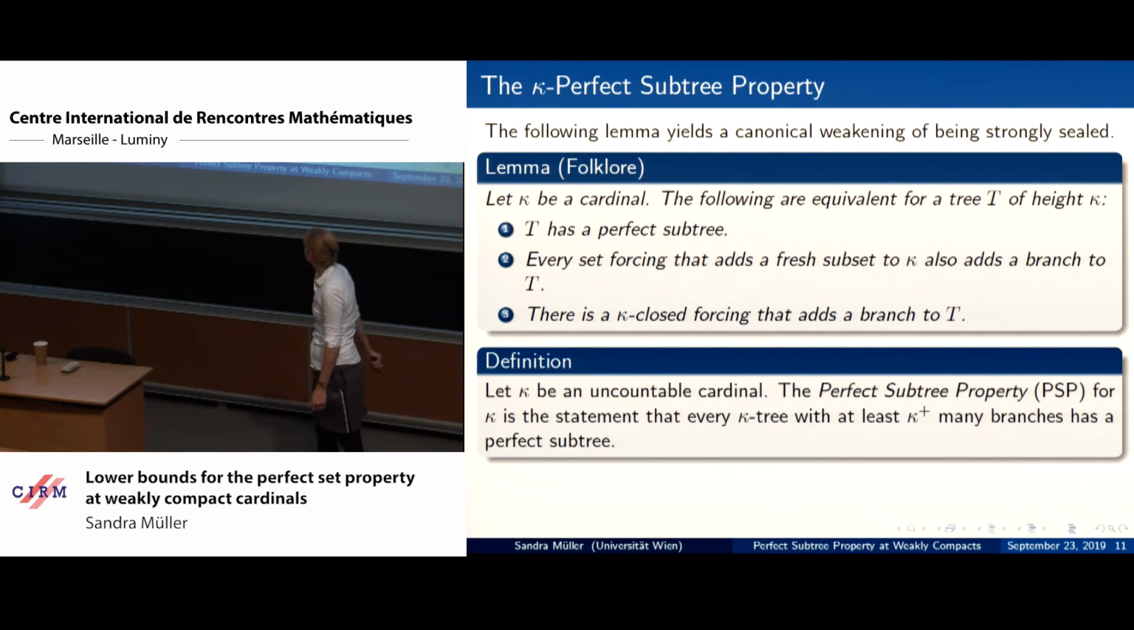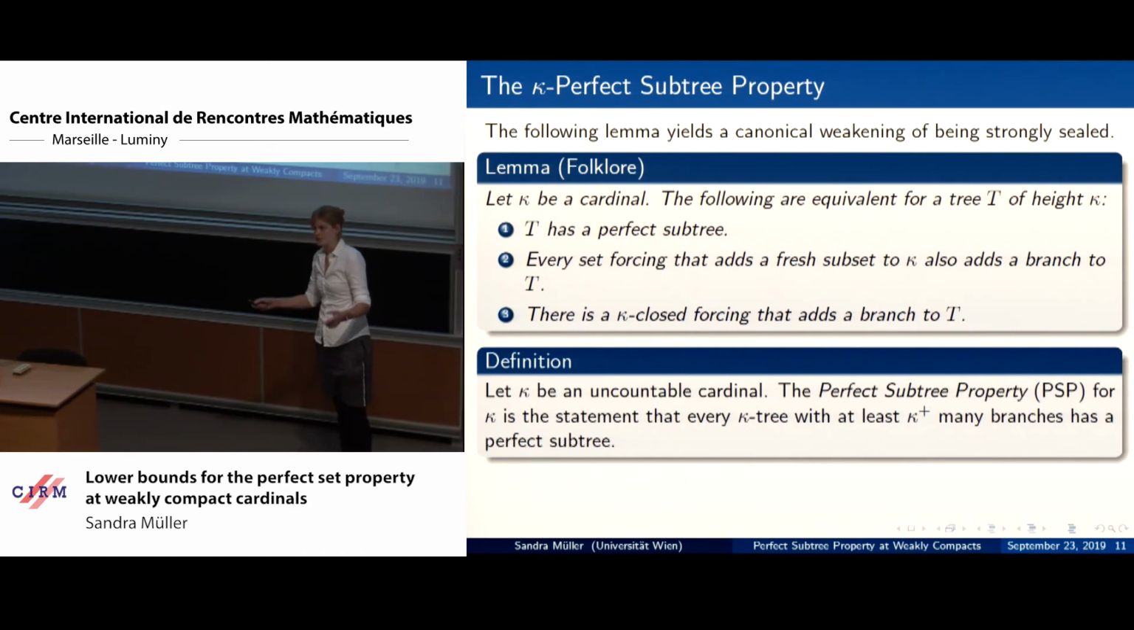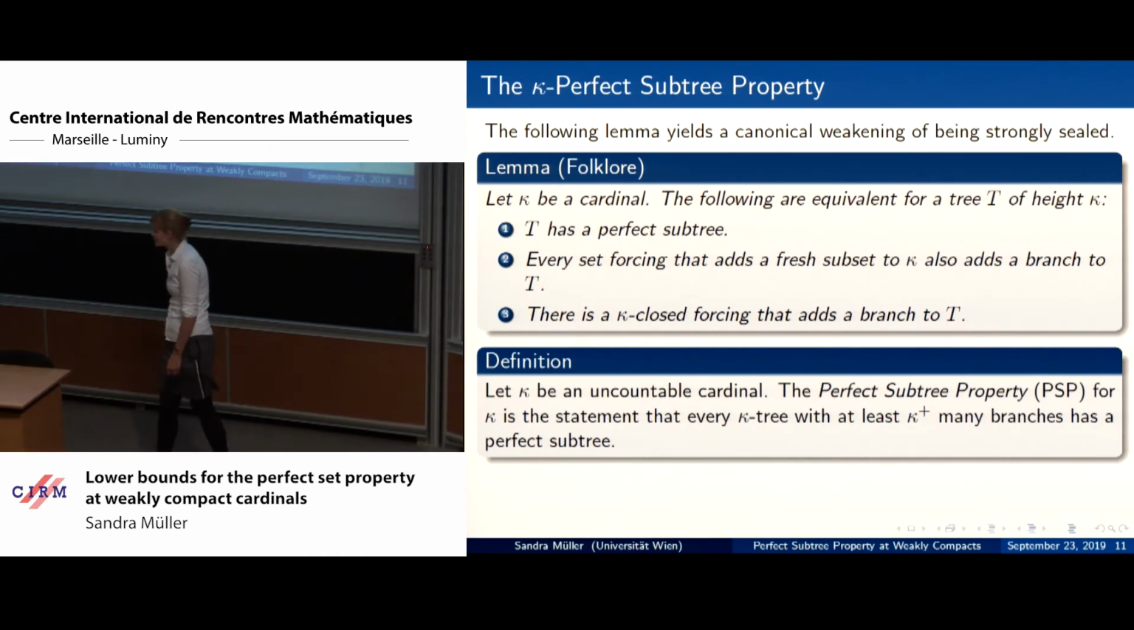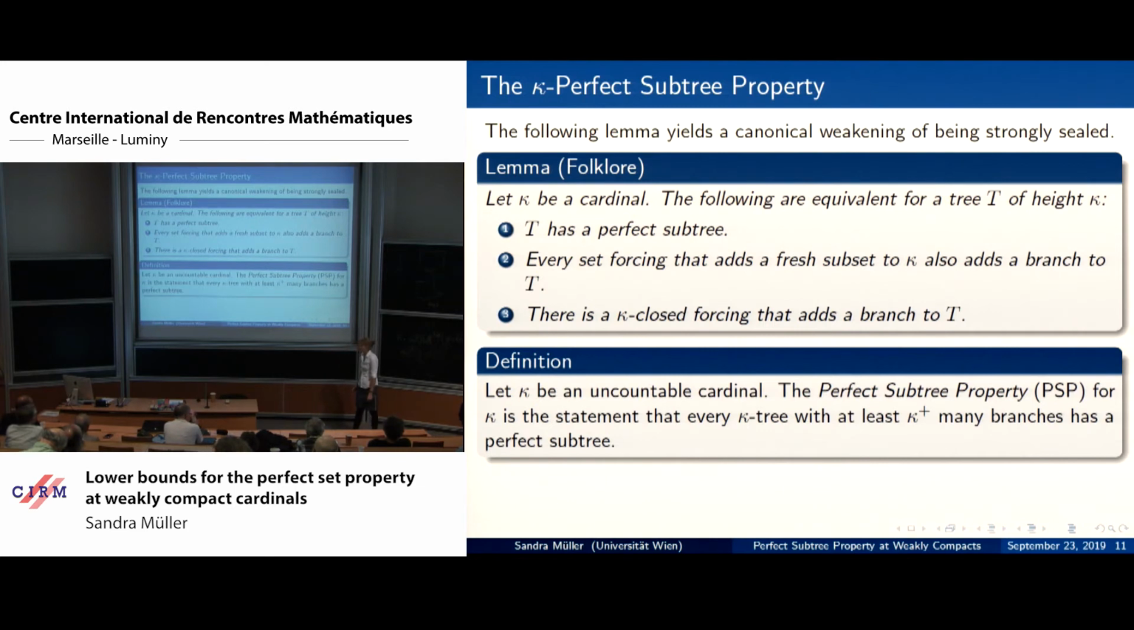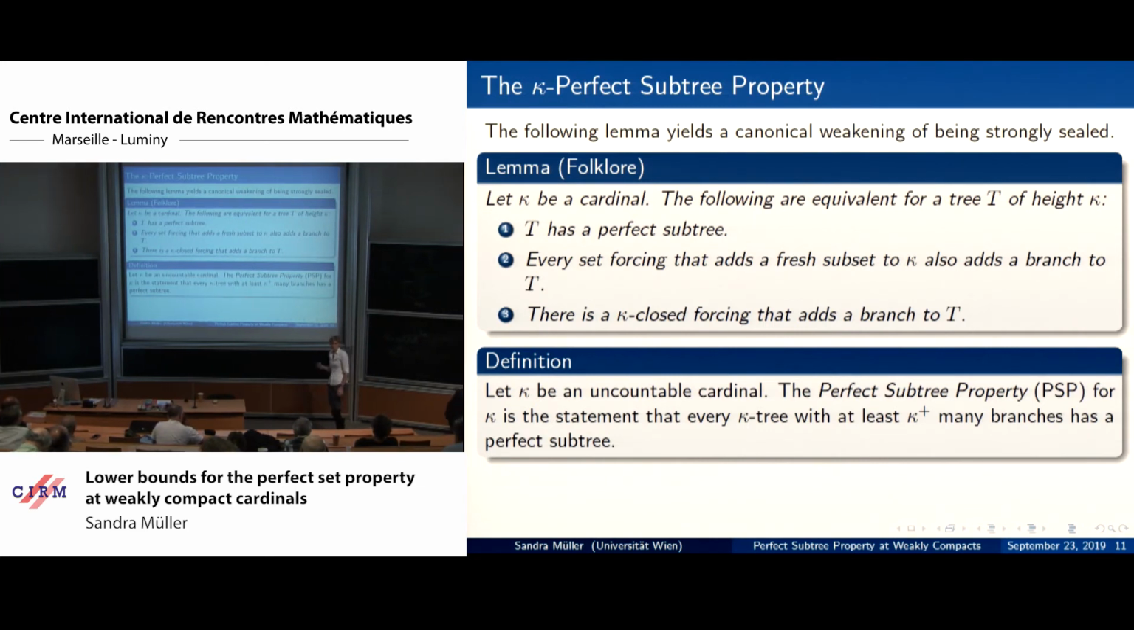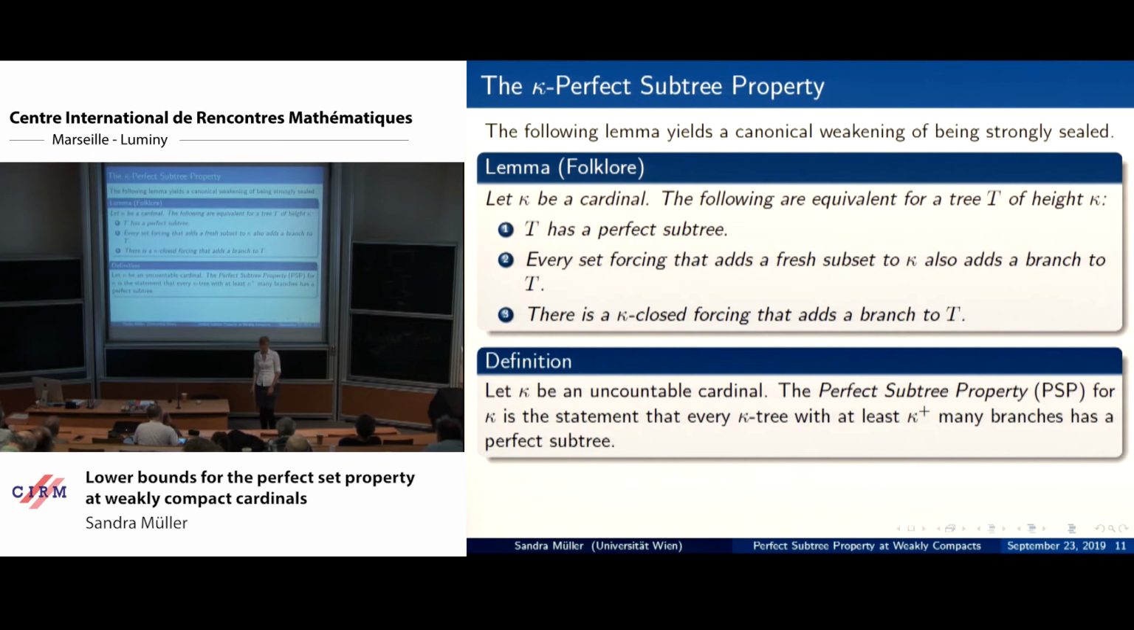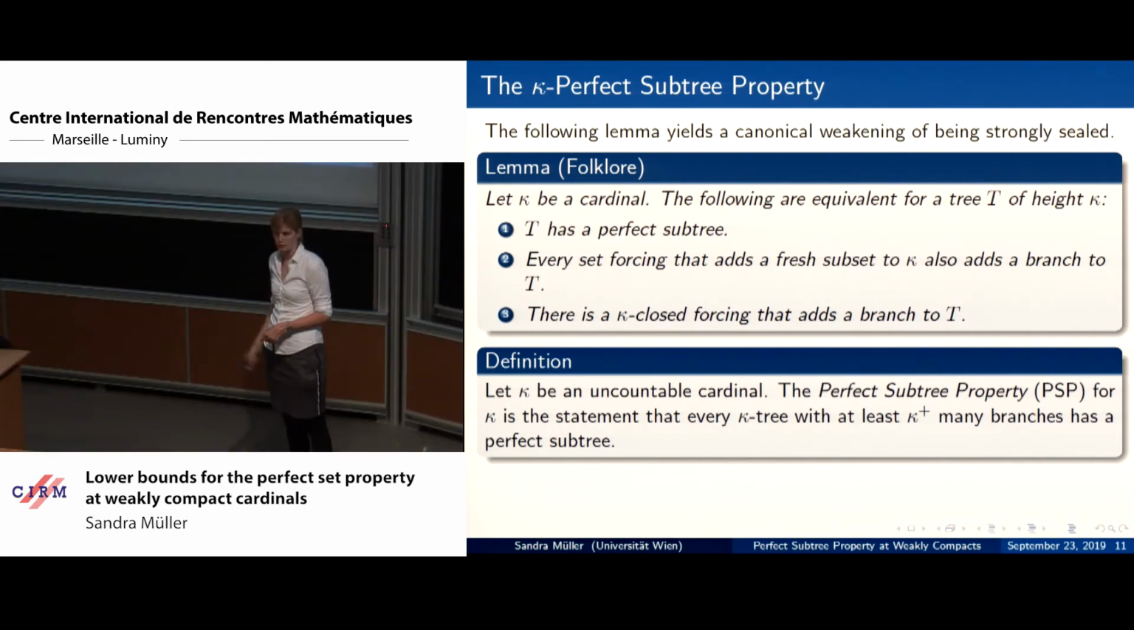And so let me just write what I just said as the definition. If kappa is an uncountable cardinal, we say the perfect subtree property, short PSP, for kappa is the statement that every kappa tree with at least kappa plus many branches has a perfect subtree. So this is just like the perfect set property for kappa in this special case, or like the perfect set property for omega. It's exactly the same property. We just here have to say that we count the number of branches through our tree.